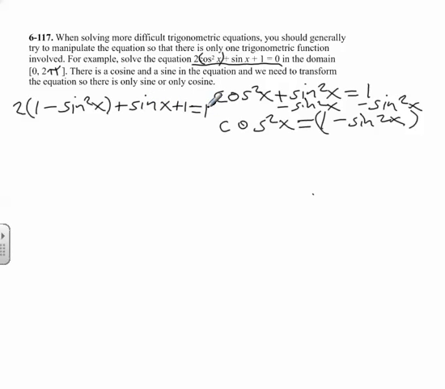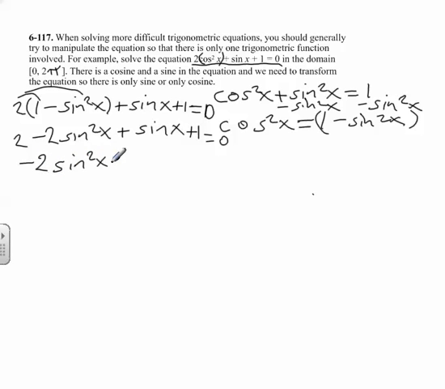equals 0. Now let's simplify, clean this up a little bit. We'll distribute the 2. So we've got 2 minus 2 sine squared x plus sine of x plus 1, equals 0. And we can combine some like terms here, 1 and 2. We'll combine them: negative 2 sine squared x plus sine x plus 3 equals 0.